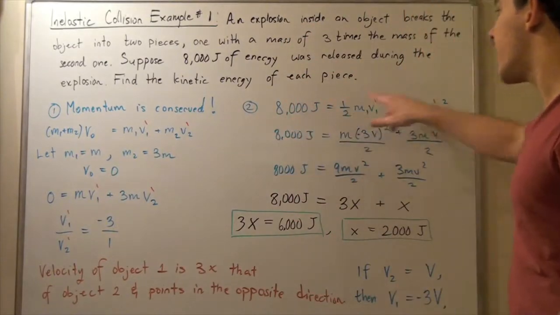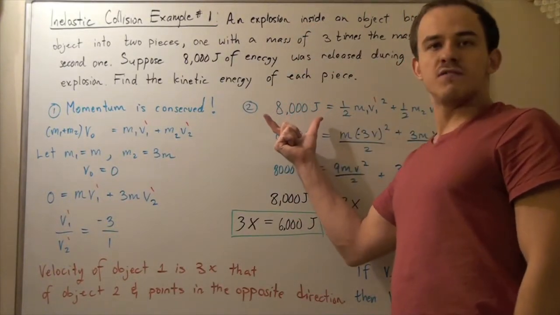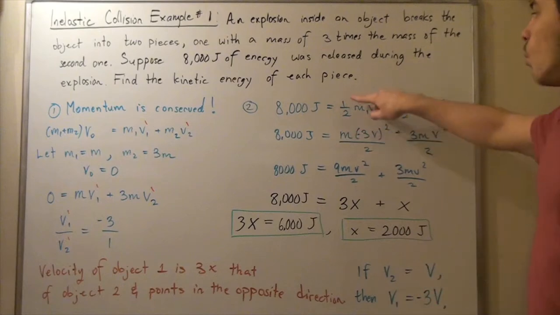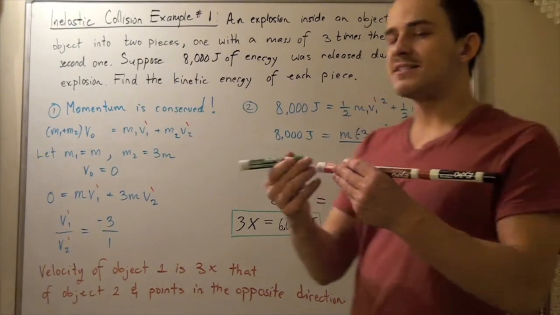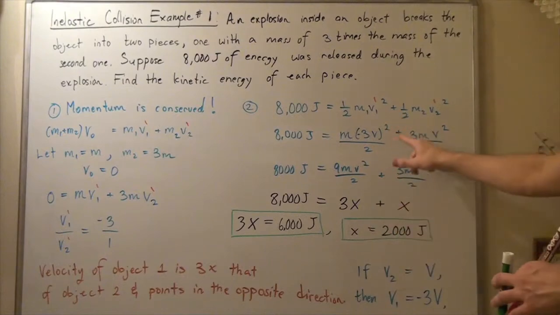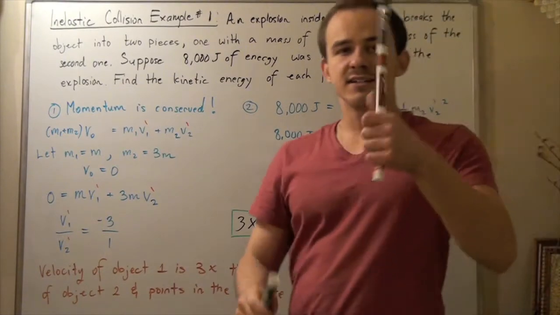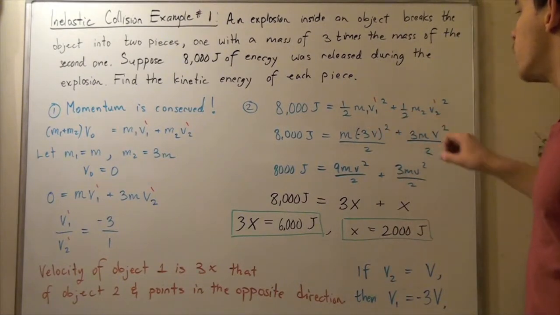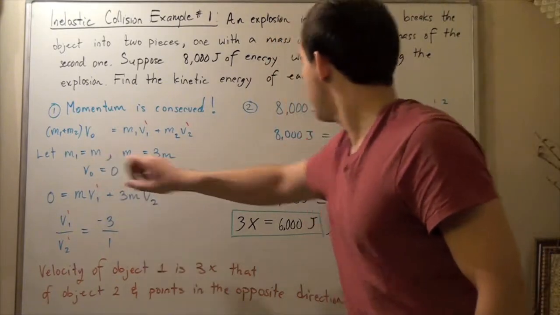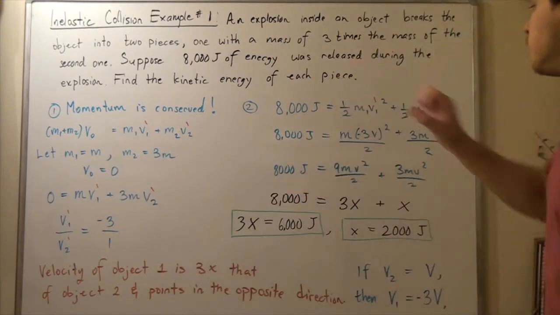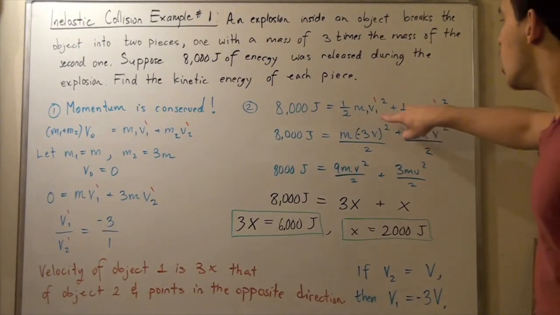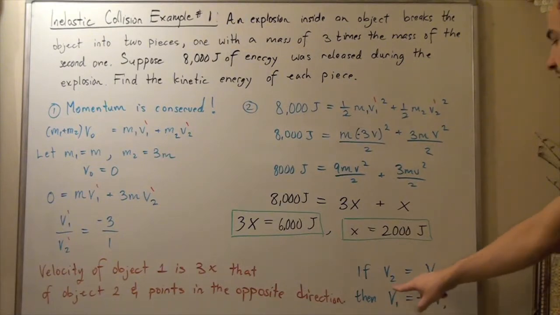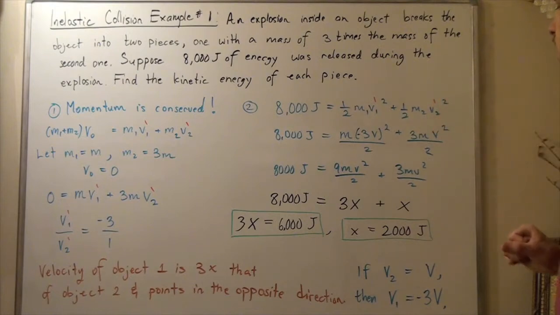So that's exactly what we write here. 8,000 joules of energy is released, and that equals the kinetic energy of my system, where 1/2 m1 v1 prime squared is the kinetic energy of this guy, and 1/2 m2 v2 prime squared is the kinetic energy of this guy. So let's now plug in what m1 and m2 are. So we know that m1 is simply m, and m2 is simply 3m. So let's plug those in, and let's also plug in v1 prime and v2 prime. We said that v1 prime is negative 3v, and v2 prime is simply v. So let's plug those in.